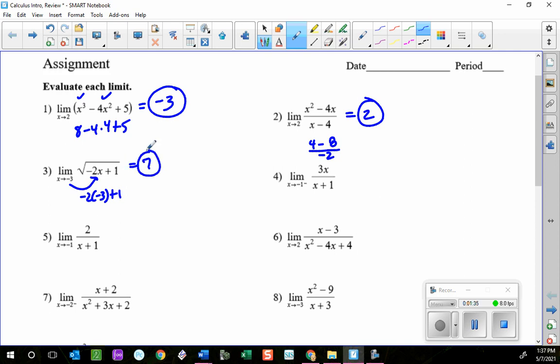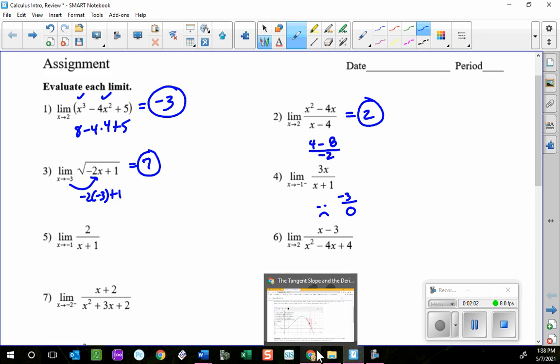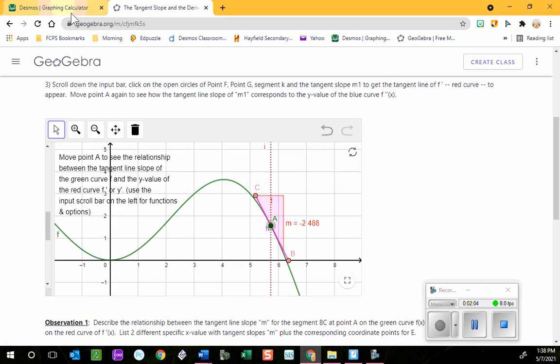All right, for number 4, I'm trying to plug in -1. Also, it says I want the limit from the left-hand side. So if I put -1, I get 3 times -1, so I get -3, and the bottom is 0. So this is a no-no. I can't do anything with this, so I have to look at a picture. There's an asymptote at -1, so there's an infinite discontinuity, but I have to go ahead and see what the limit is. All right, so I do have that all ready to go.